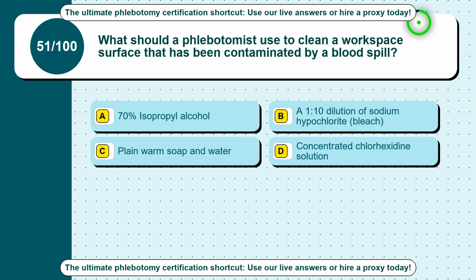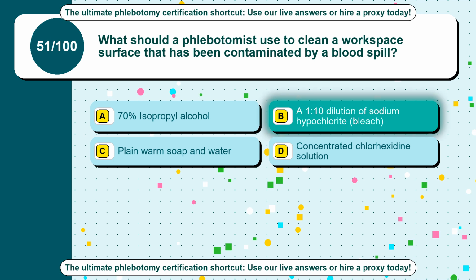Question 51. What should a phlebotomist use to clean a workspace surface that has been contaminated by a blood spill? Option A, 70% isopropyl alcohol. Option B, a 1:10 dilution of sodium hypochlorite, bleach. Option C, plain warm soap and water. Option D, concentrated chlorhexidine solution. The correct answer is option B, a 1:10 dilution of sodium hypochlorite, bleach.